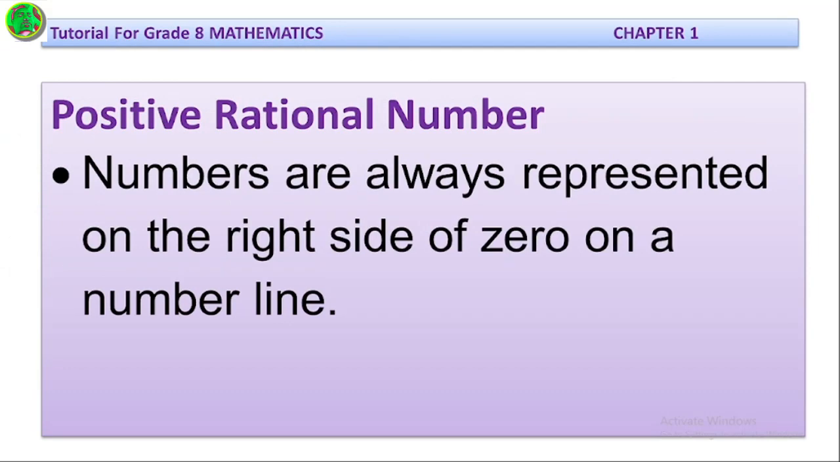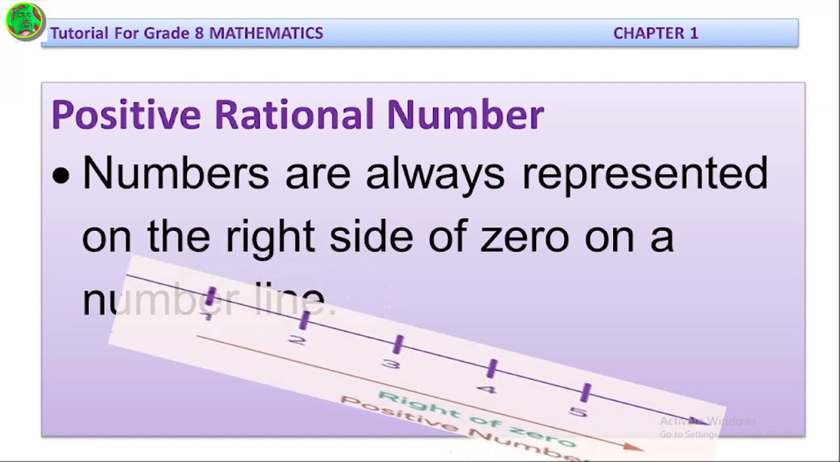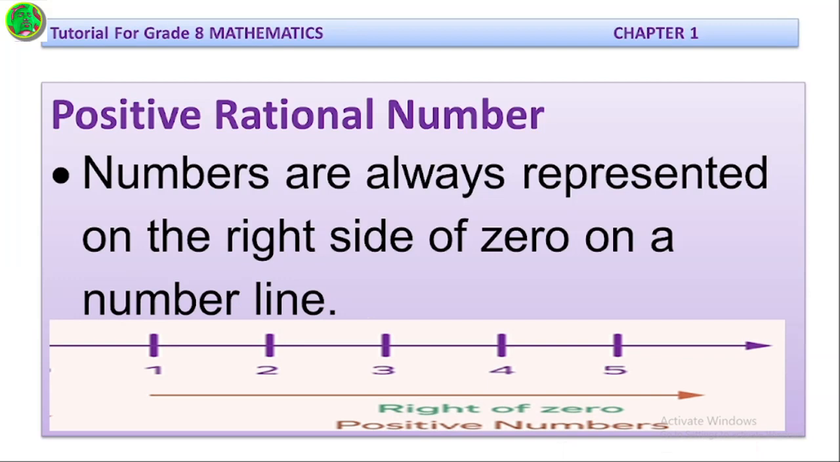Positive rational numbers are always represented on the right side of zero on the number line. From the right side of zero we can call them positive rational numbers.